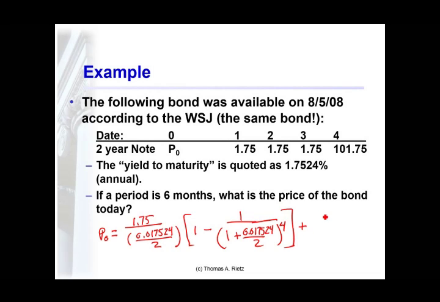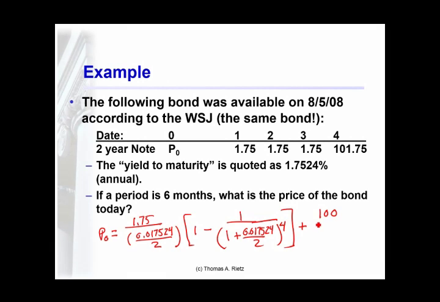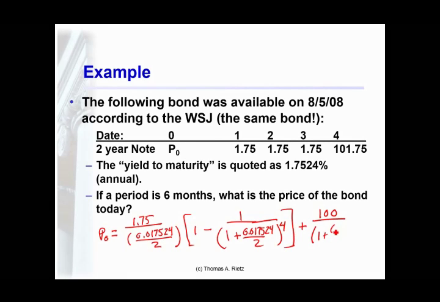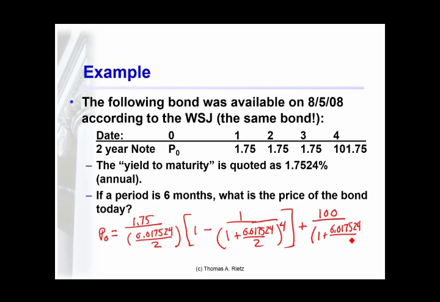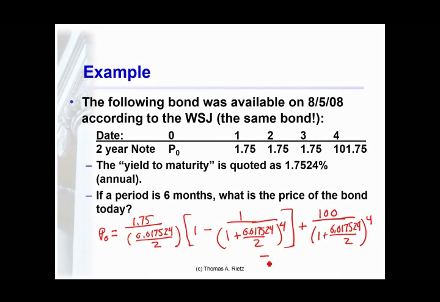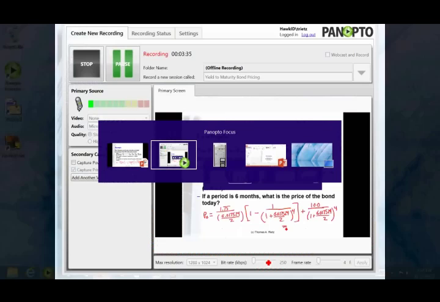There's an additional payment at maturity of $100 that needs to be discounted back to today by the periodic rate 4 times. And you can do this in your calculator pretty easily, or you can use the annuity functions in your calculator.